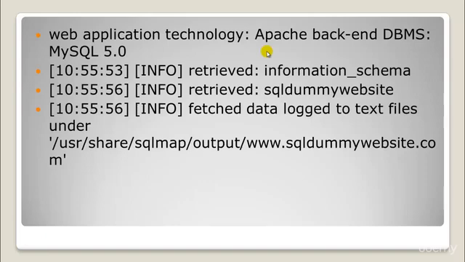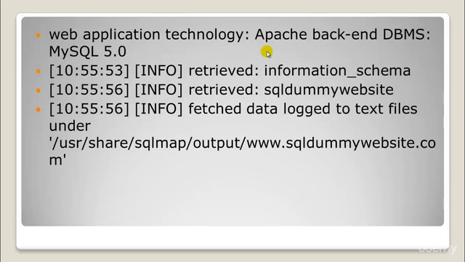Apache backend database MySQL 5.0. Retrieved information schema, retrieved SQL dummy website, fetched data logged to text under user share SQL map output, xyz.com or the SQL dummy website.com. This means that it has a Linux or a Unix system. So now we have two databases that we can look into. Information schema is a standard database for almost every MySQL database, so we don't need to worry about it. Our interest over here would be in the SQL dummy website database.